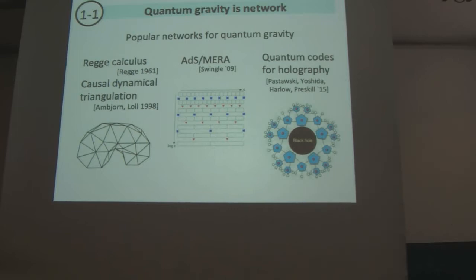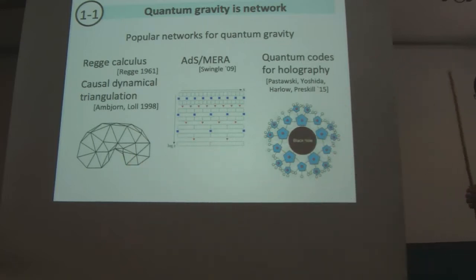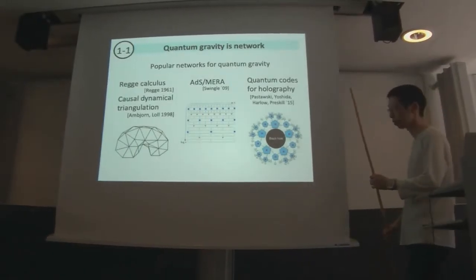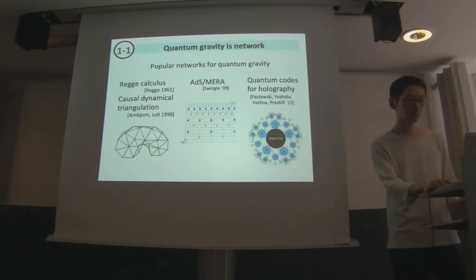As you can see from these, how we understand quantum gravity is based on its discretization. There are many ways to discretize space-time. This is a dynamical one, and this is a fixed space-time. And of course, machine learning is based on neural networks, and neural networks are a kind of network. So we find here some similarity to machine learning. I'll make it more precise in the latter part of this section 1.